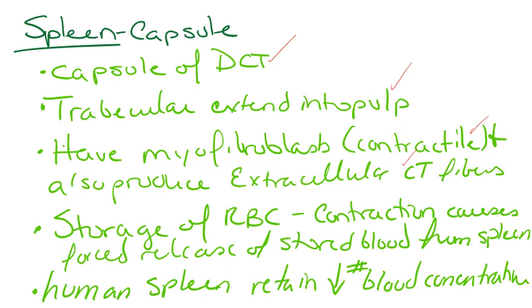In addition to that, we also have the spleen performing another function of storage of the RBC. So what that means is that these myofibroblasts, which are a different form of muscle cells that we've seen before in our muscle chapter, the contraction causes forced release of stored blood from the spleen. Now, that's not to say the human spleen is a great reservoir. It only retains a little bit, so it can make minor bumps in blood concentration.